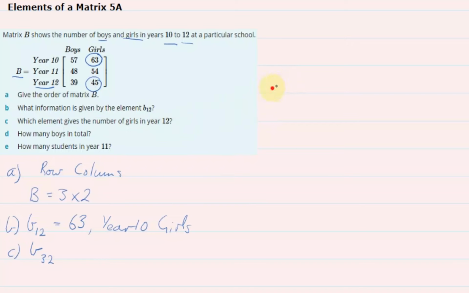Part D is how many boys are there in total? We can sum the boys by simply adding up all the values in column 1. Column 1 is made up of 57, 48, and 39, year 12. Add them up. 7 and 8 is 15, plus 9 is 24. Of course, do this on the calculator. 2, 5, 7, 11, and 14. So there are 144 boys.